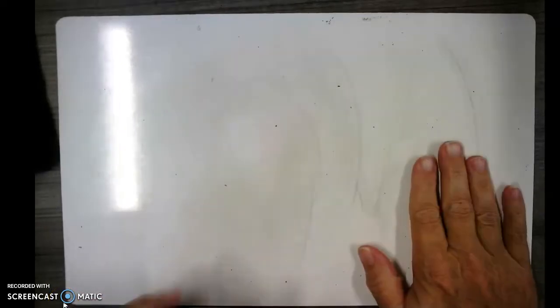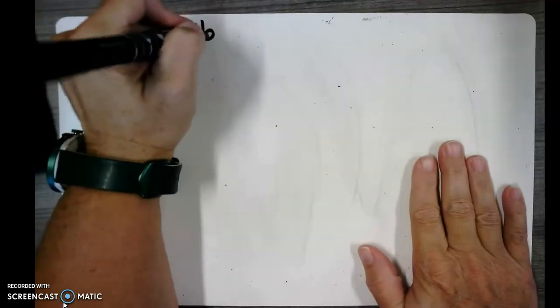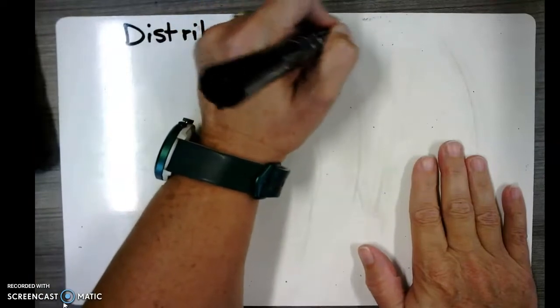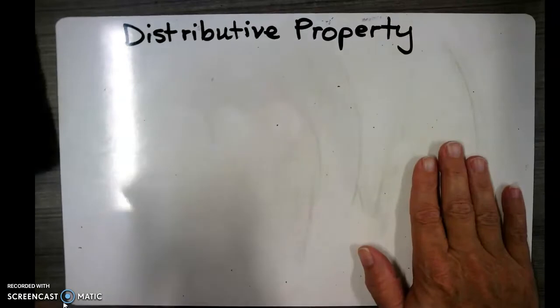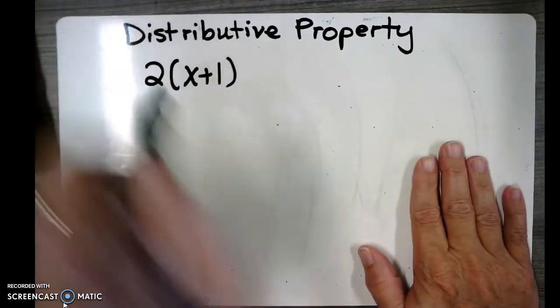Alright, so today we're going to talk about the distributive property. And we've worked on the distributive property on our math review. And I'm going to start off with problem 2 times x plus 1.